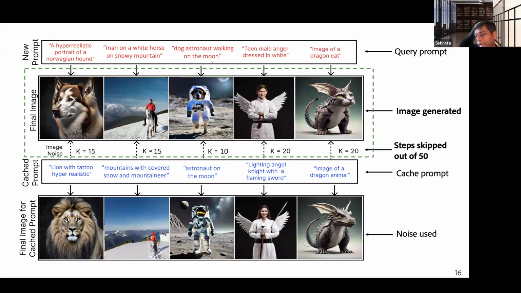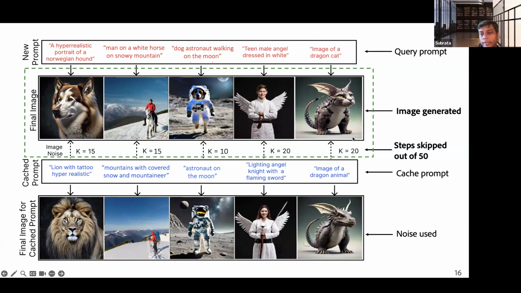So this is the overall pipeline. I will quickly go over the results. You can see that in the blue, these are the original prompts and the original image that was generated. And on top, we are basically using the noise from this image from certain steps like K, and trying to use this noise to generate a new image for the new prompt.